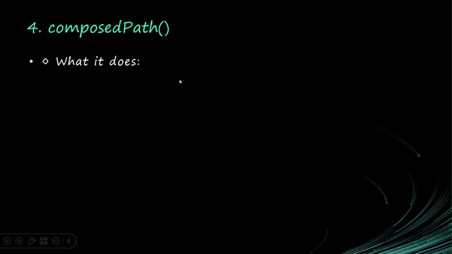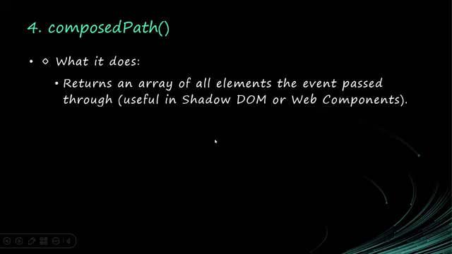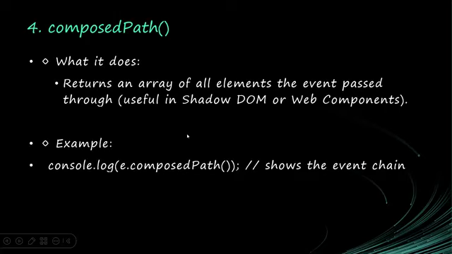The composedPath is another method. It will return an array of all the elements the event passed through. Remember, an event will propagate: it will capture from the window object down to the target element, and it will bubble back. So if we call composedPath, let's see what it's going to give us.